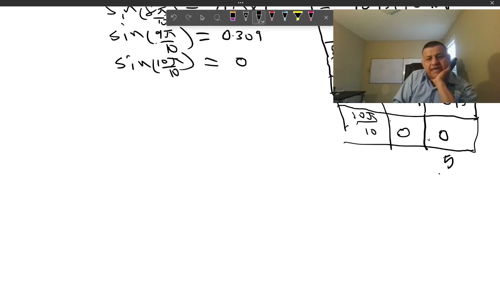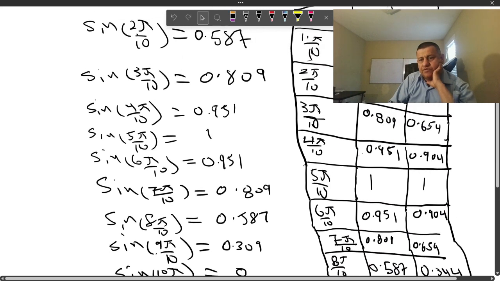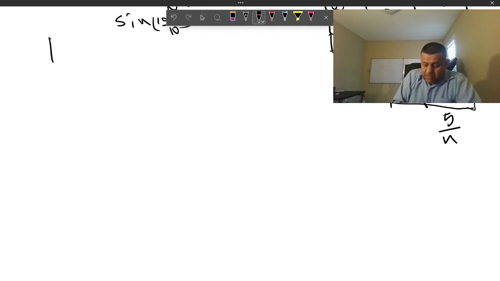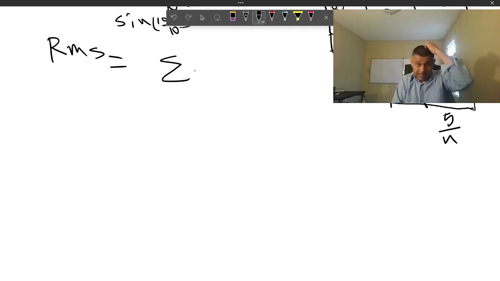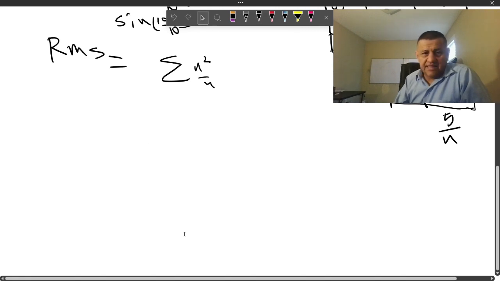Now what we do right here is we divide it by the n value, and what is the n value? This is going to be the number of values. So we have 10 values. But how do we do the root mean square? RMS is equal to the sum of n squares over the n value, right? But then what happens? You take the square root of that, right?